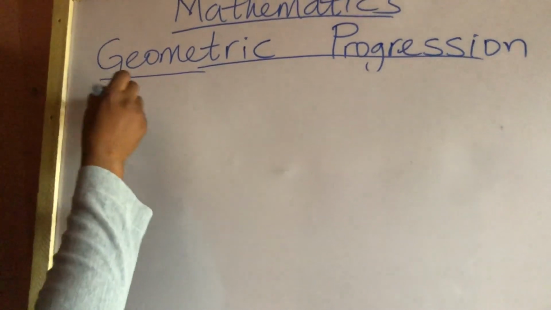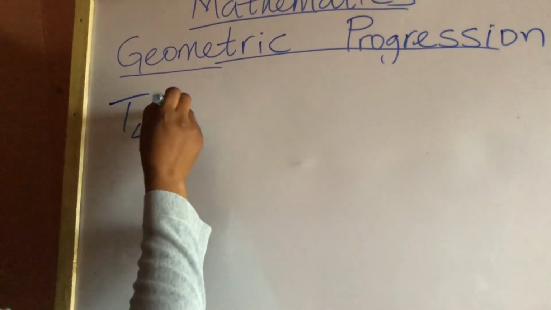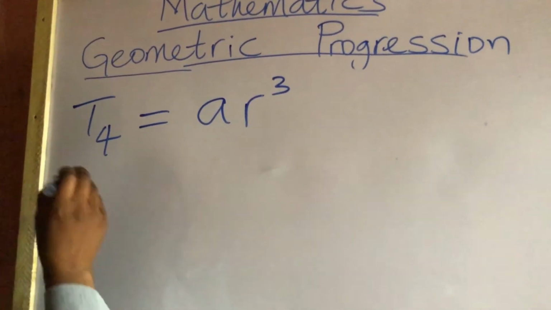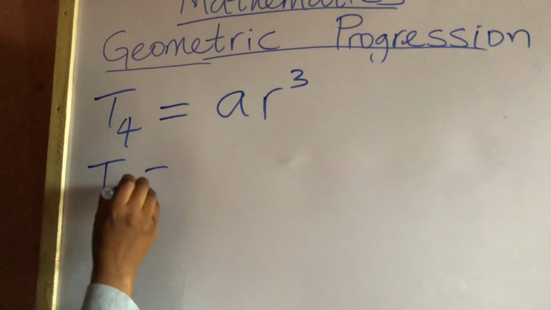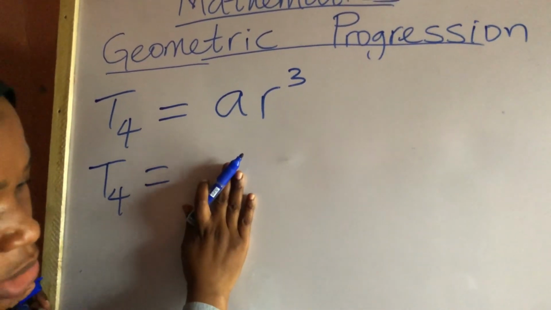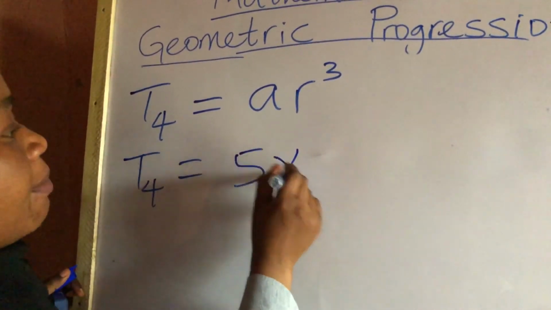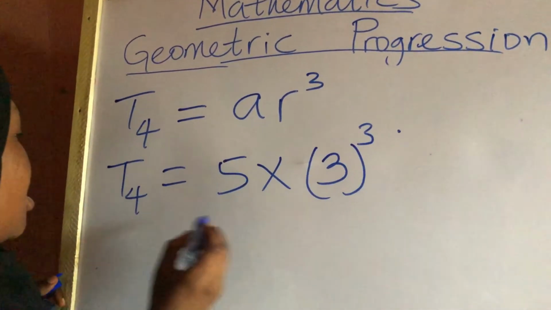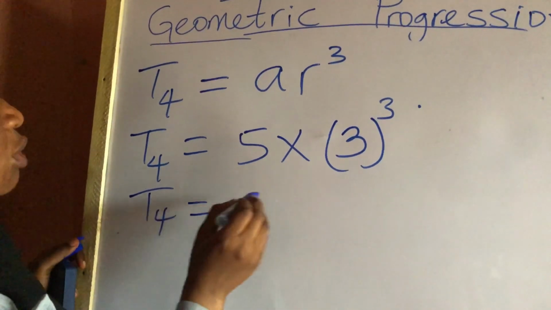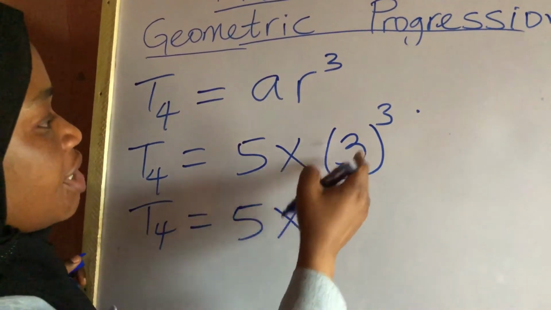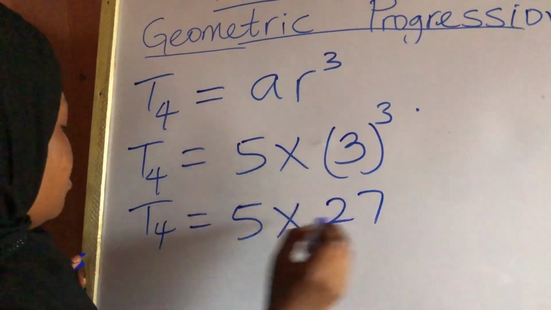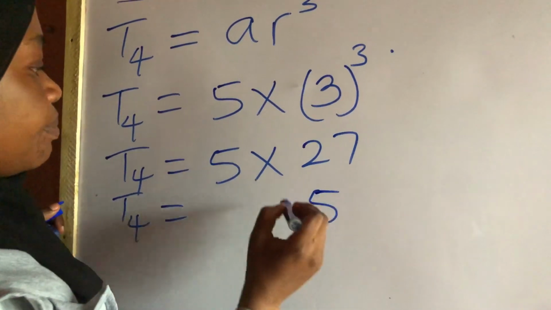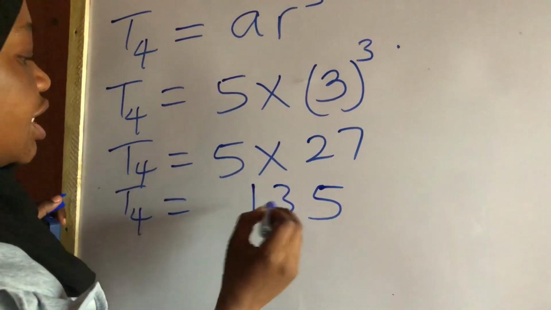So we need to find the fourth term, and the formula for the fourth term of a GP is equal to a r raised to the power of 3. So the fourth term will now be equal to, we got the first term to be equal to 5, so 5 multiplied by the common ratio 3 raised to the power of 3. So T4, that is the fourth term, will now be equal to 5 multiplied by 3 raised to the power 3, which is 27. So the fourth term will now be equal to 5 times 27, then 135.